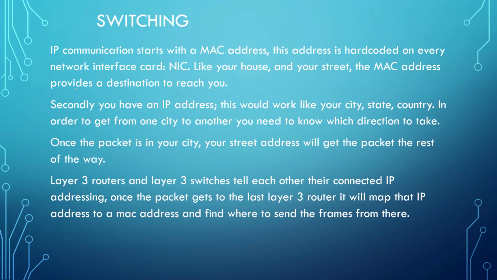Layer 3 routers and Layer 3 switches tell each other their connected IP addressing. Once the packet gets to the last Layer 3 router, it will map that IP address to a MAC address in the ARP table and find where to send the frames from there. As an example, port gig 14 will have the MAC address of my laptop mapped to that port. The IP address will map to the MAC, and the MAC will send the frames out port 14.